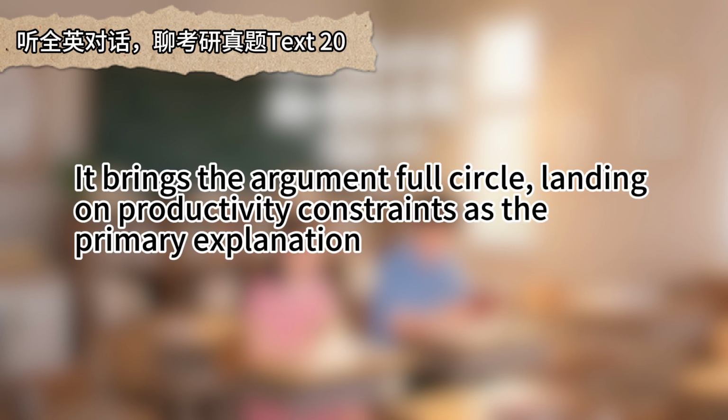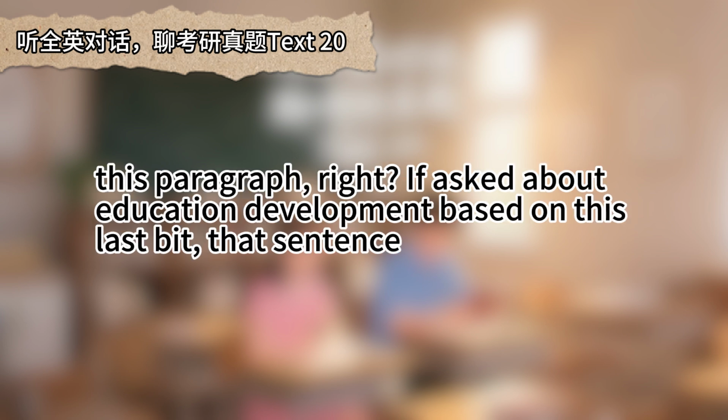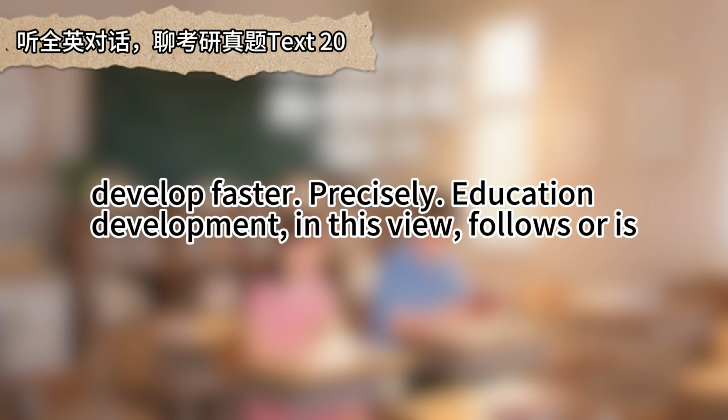It really is. It brings the argument full circle, landing on productivity constraints as the primary explanation for slow progress on both fronts. And understanding this final claim is crucial for questions about this paragraph, right? If asked about education development based on this last bit, that sentence implies that fixing productivity problems would allow education to develop faster.